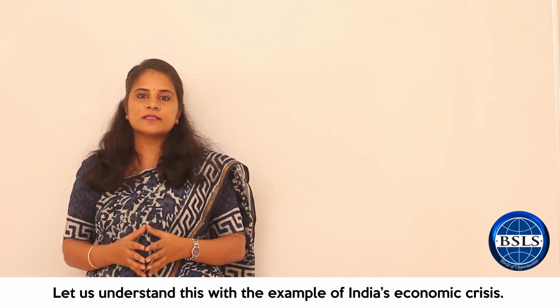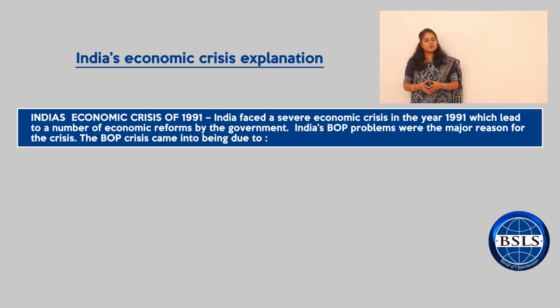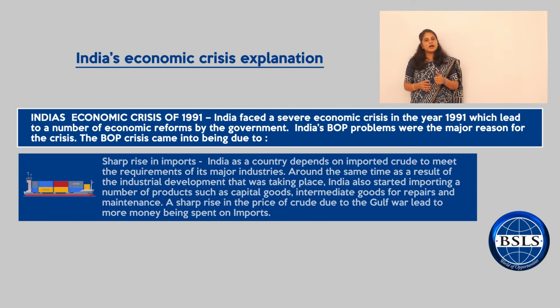Let us understand this with the example of India's economic crisis. In the year 1991, India slipped into a major economic crisis due to the BOP. The major reason was a sharp increase in imports. India imports crude in order to meet the demands of some major industries. But due to the Gulf War that was happening at that point in time, the prices of crude had increased drastically, and therefore the government's expense towards the import of crude had also increased substantially.